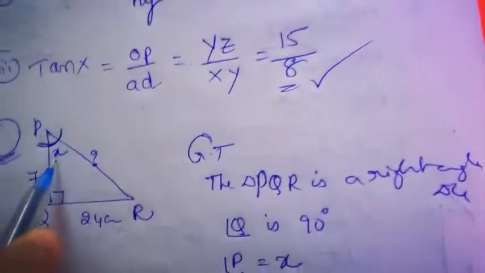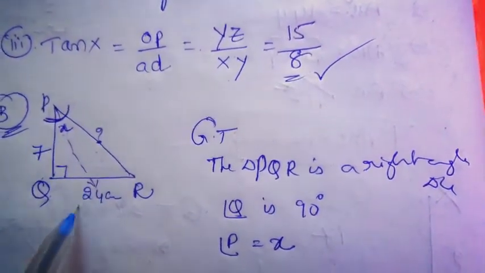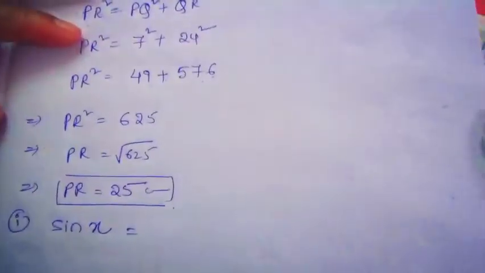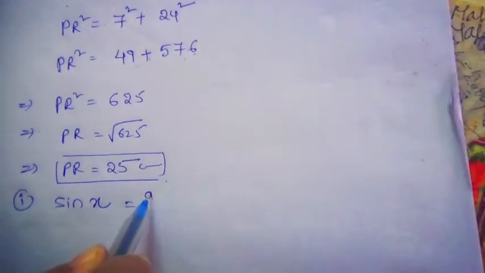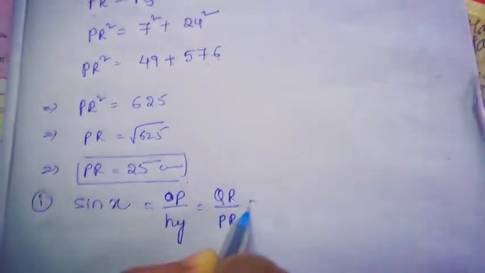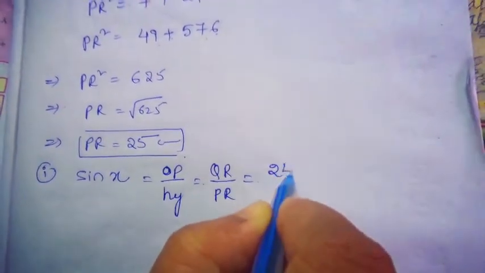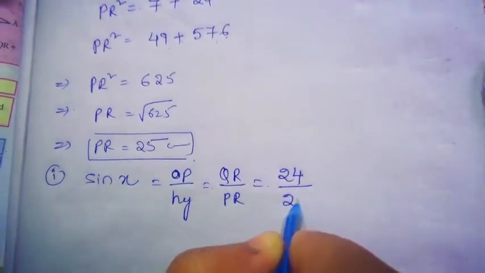According to this P, right? Here angle P is x, hence the opposite side is QR and the hypotenuse is PR. So sin x is equal to the length of the opposite side by the hypotenuse, that is QR by PR. What is QR here? QR is 24 by PR is 25.